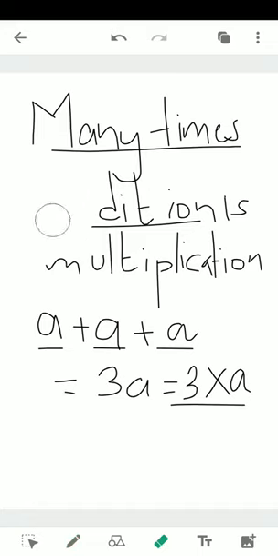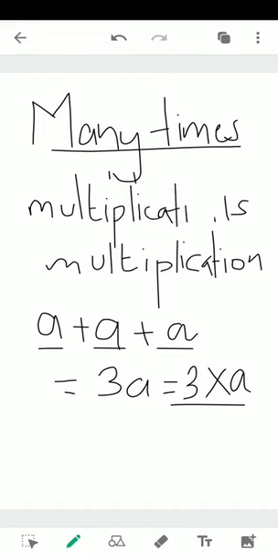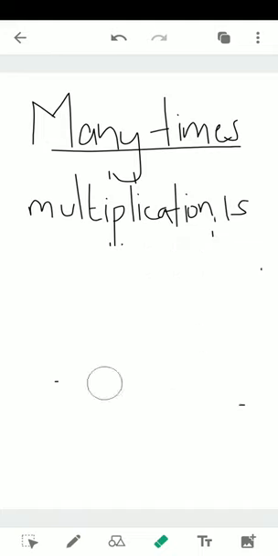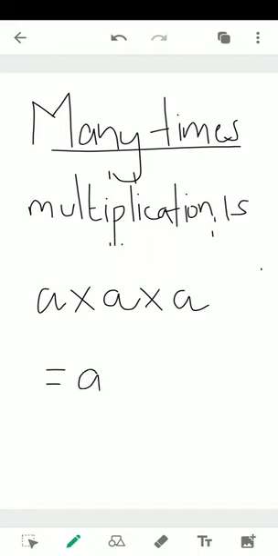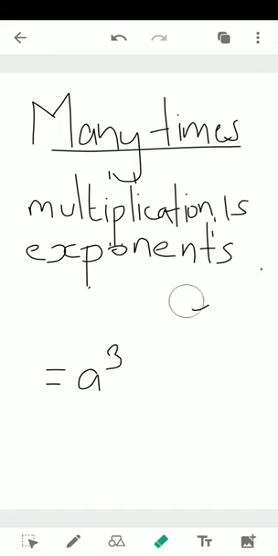Instead of addition, if I make it many times multiplication, so let me just write it. Many times multiplication is what it will be. So let us see what it can be. Instead of adding a plus a plus a, let me just multiply and write a into a into a. A into a into a will be a cube. So I can say many times multiplication is exponents, or we can even write exponents as index.